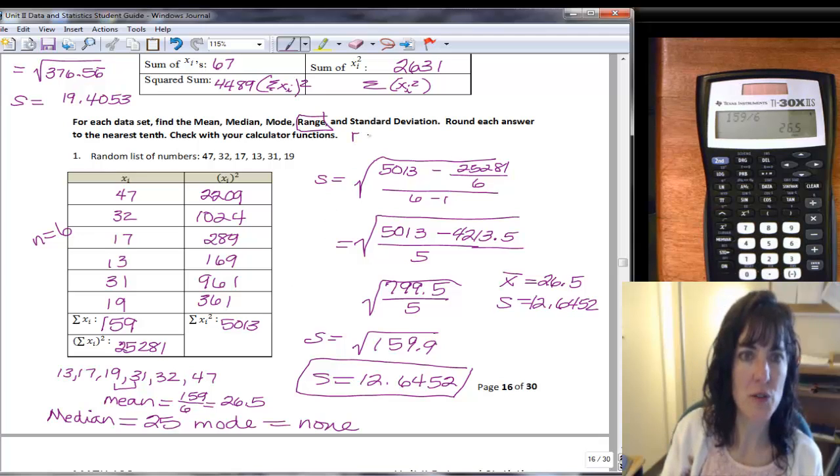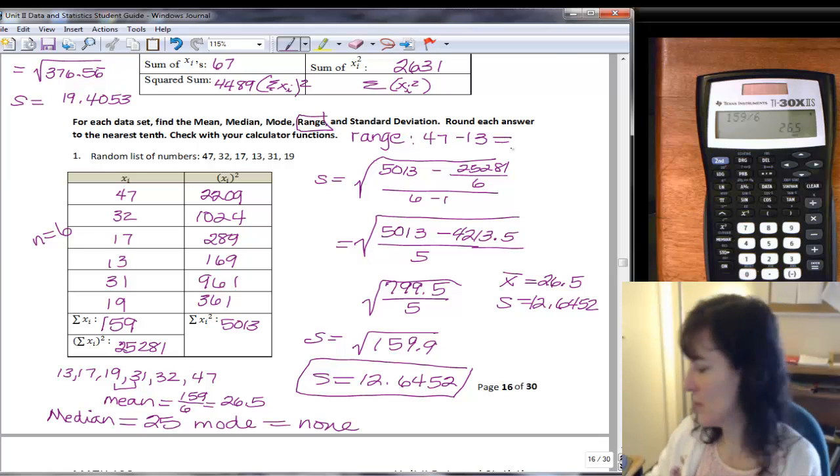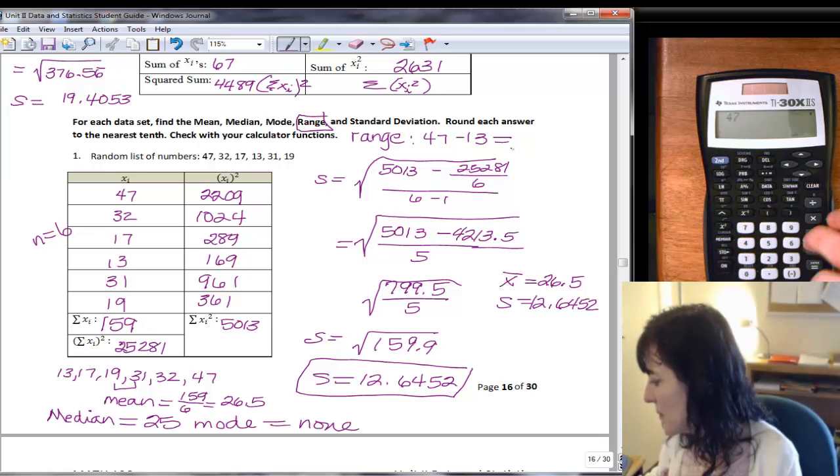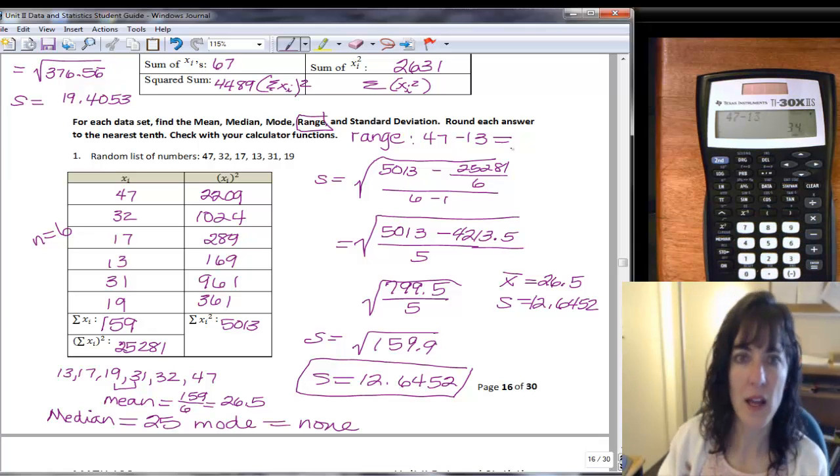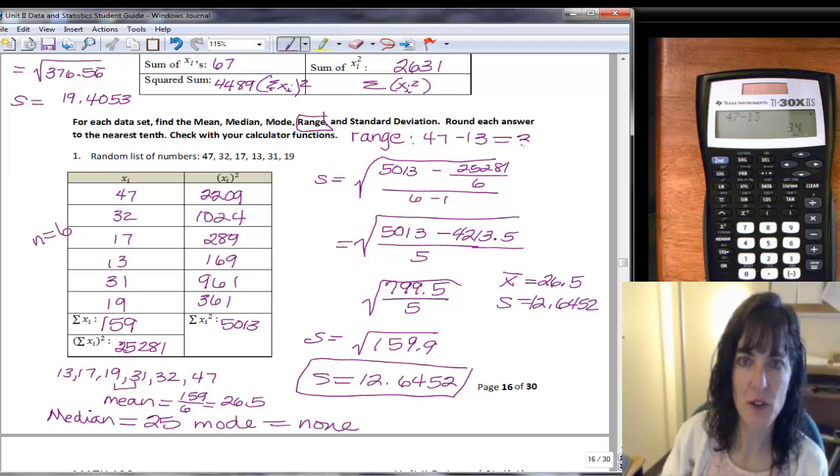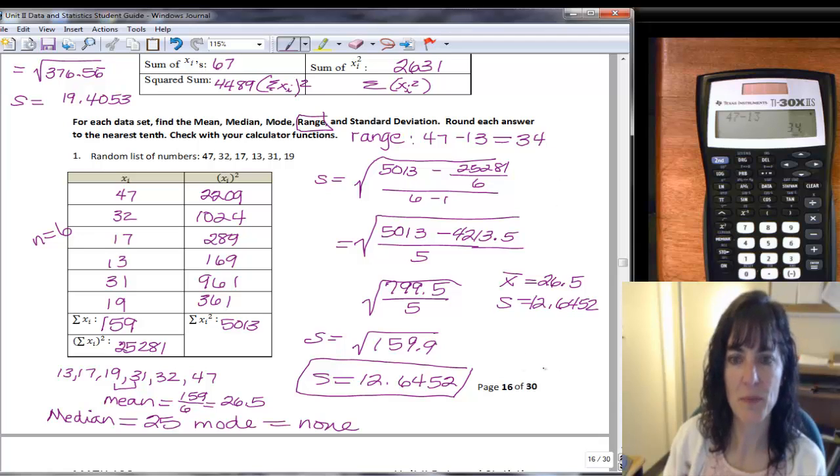So the range is going to be 47 minus 13. And so the range is 34.